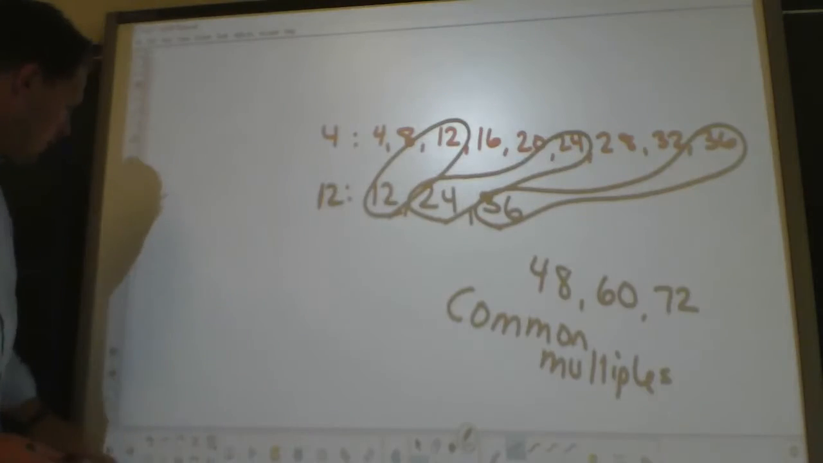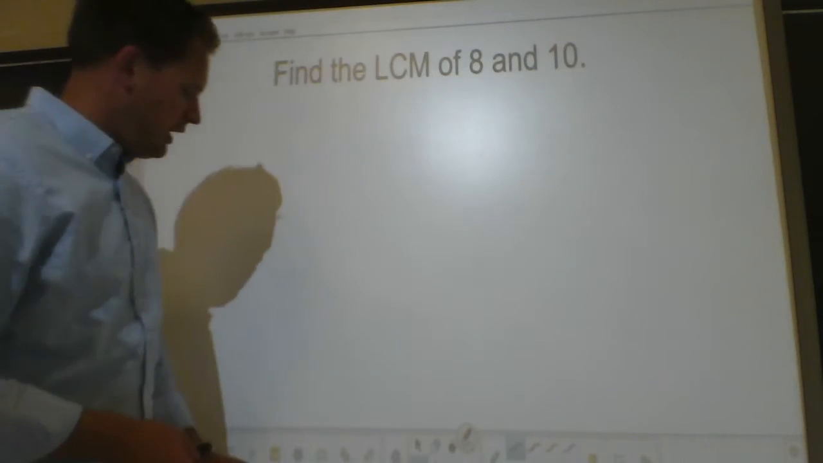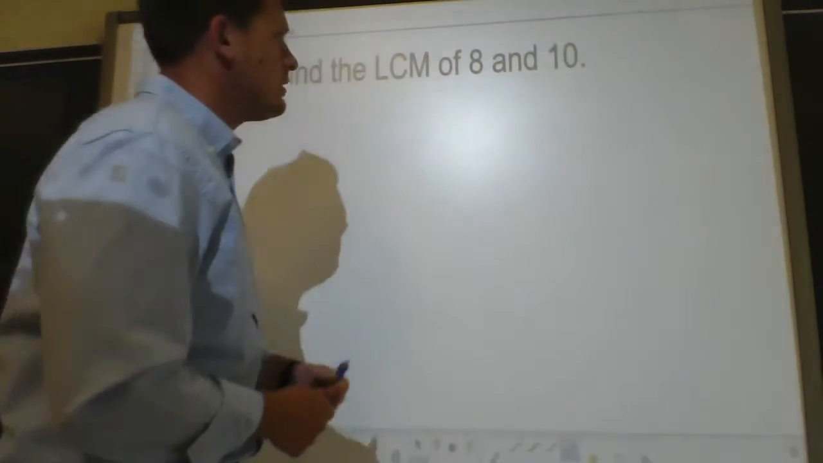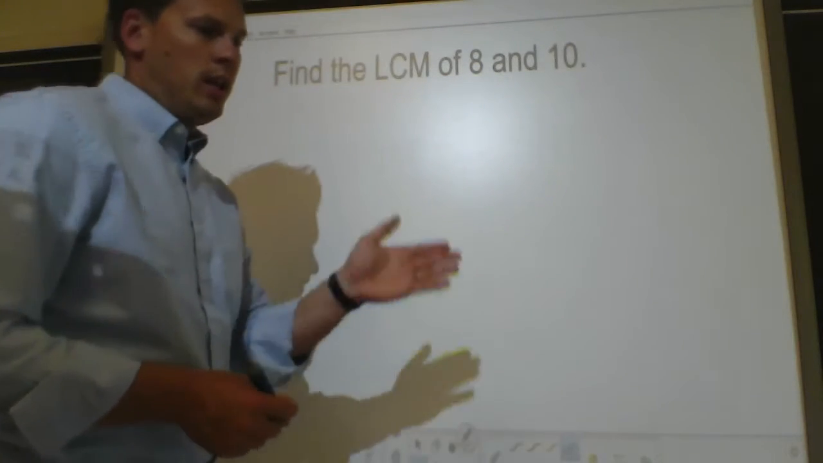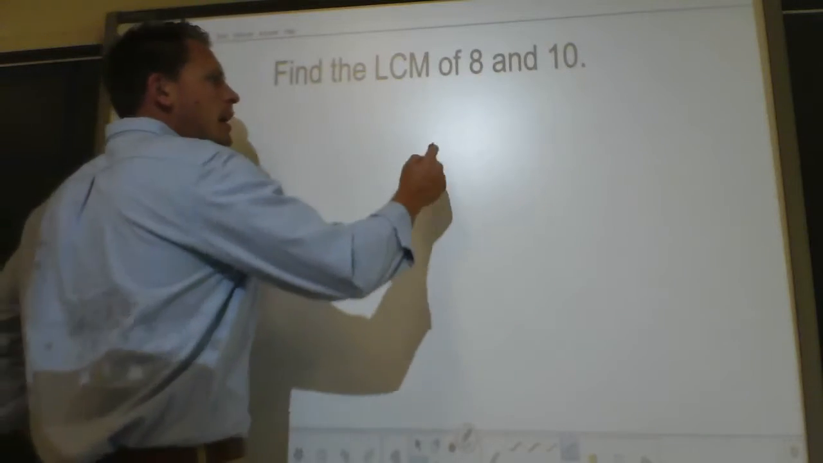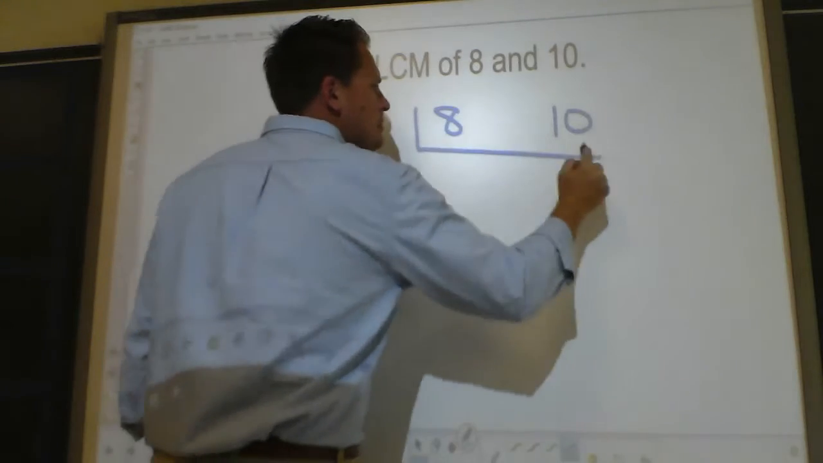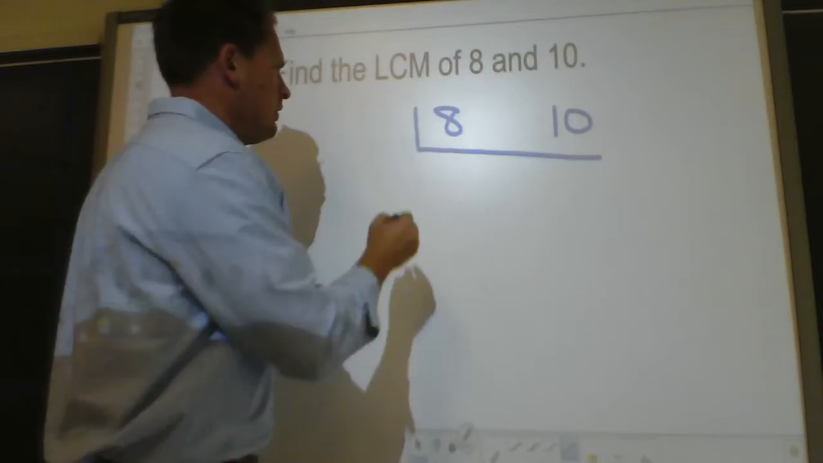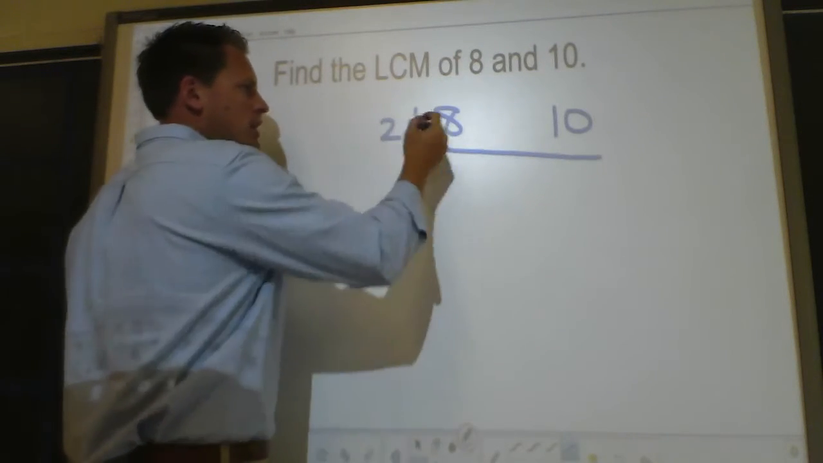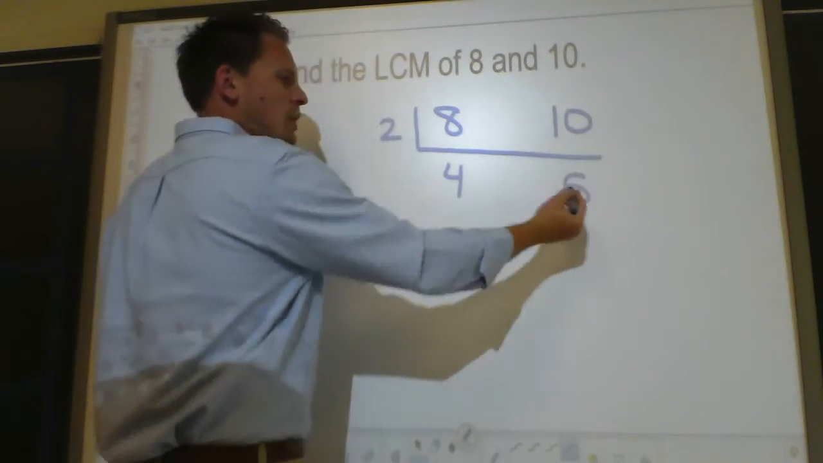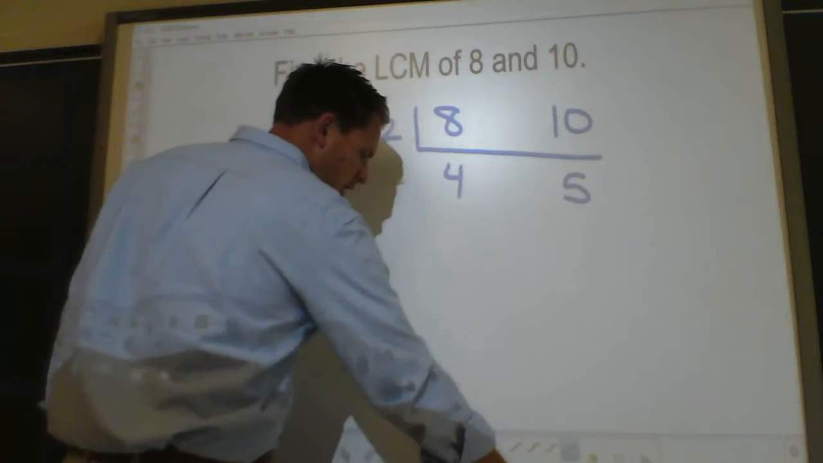Very good. All right, so on this one, again, the numbers themselves are easy, right? 8 and 10, it'd probably be easier to start listing 8, 16, and so on. But let's just work through the process. 8 and 10, upside down division, they're both even. Divide by 2. 8 divided by 2 is 4. 10 divided by 2 is 5. We have neighbors, we're done.